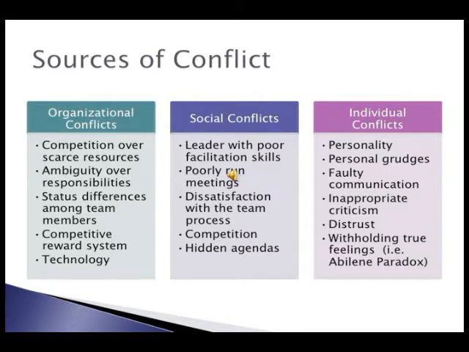After watching that video, it may make you wonder where conflict comes from. Let's look at the sources. First, organizational conflict. This includes competition over resources, ambiguity over responsibilities, the status and competition among the team members, and even technology. Social conflict can be created through poor facilitation skills and poorly run meetings by the leadership. This, in turn, creates dissatisfaction in the team process. Hidden agendas can develop into a competition between members, all aspects that create conflict.